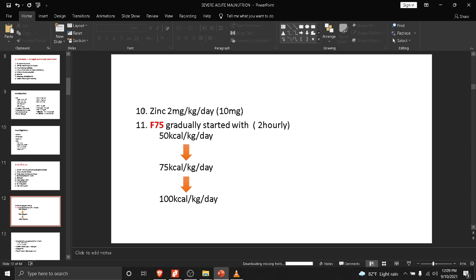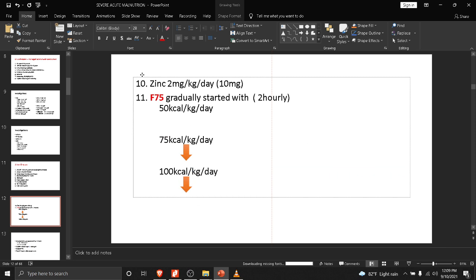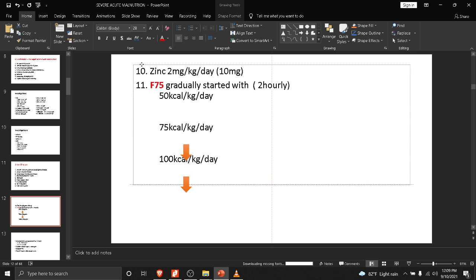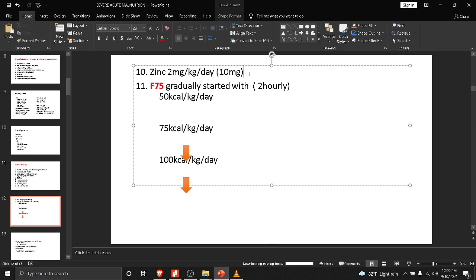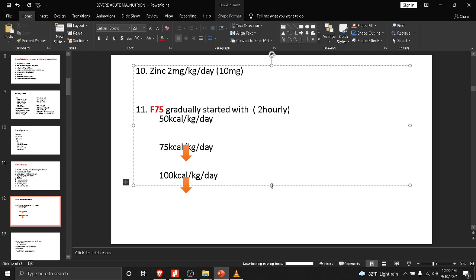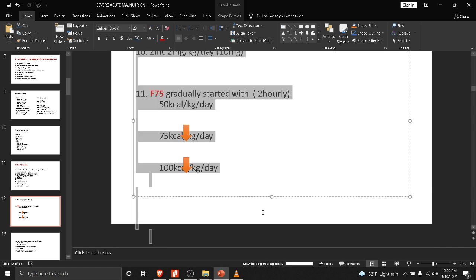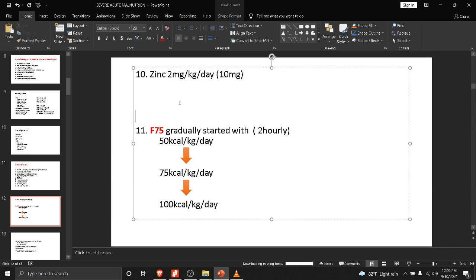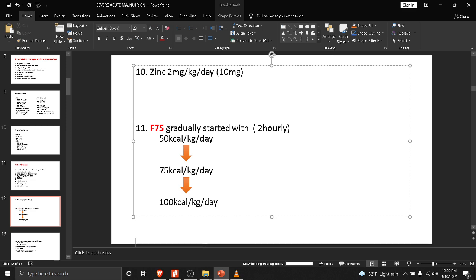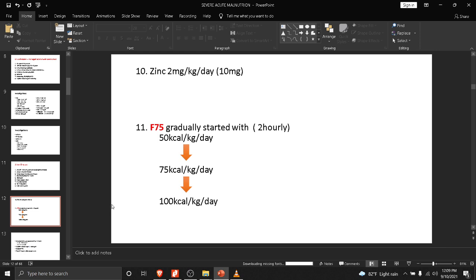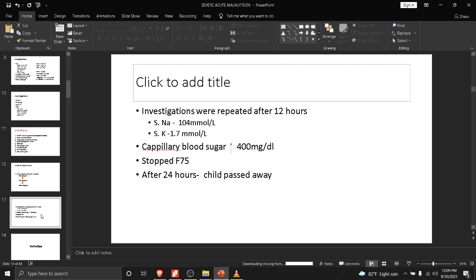So initially what we did was F75 gradually started at 2-hour intervals. Initially 50 kilocalories per kilogram per day, then 75 kilocalories per kilogram per day, which gradually increased over 2 hours duration. And ultimately we continued 100 kilocalories per kilogram per day of F75 throughout the rest of the day, on a 2-hour basis. So this is the management we adapted.